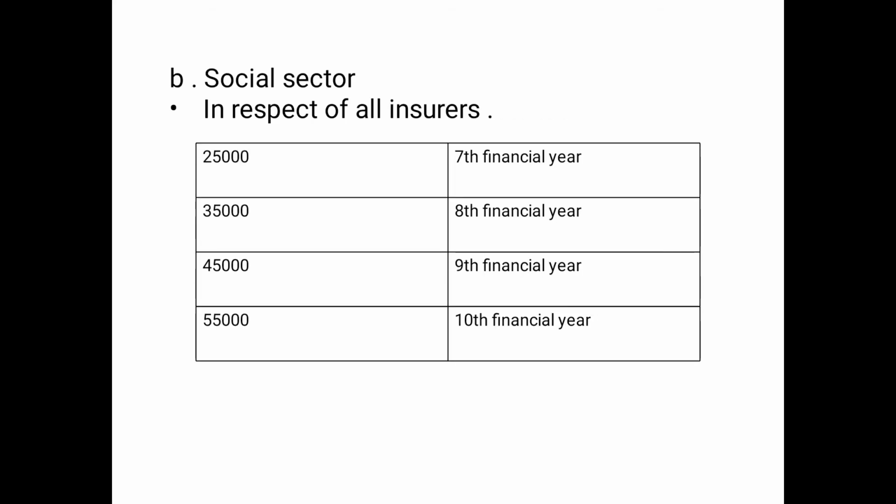And next one is social sector. Under the social sector, in respect of all insurers, 25,000 lives in the 7th financial year, 35,000 lives in the 8th financial year, 45,000 lives in the 9th financial year, 55,000 lives in the 10th financial year. The obligations of the insurer towards the rural and social sectors for the 10th financial year shall also be applicable in respect of financial years thereafter.